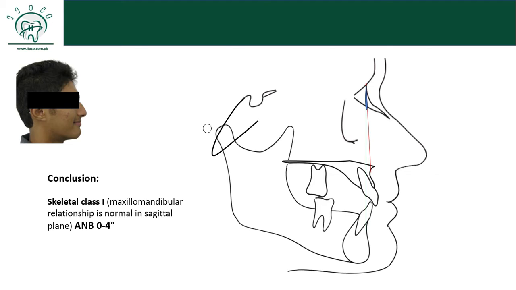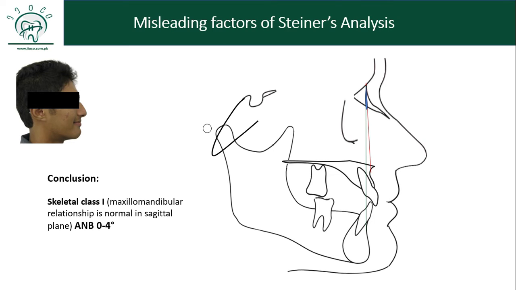But sometimes you may come across a few patients who have a straight profile with a normal relationship of maxilla with the mandible in the sagittal plane, but when you analyze them with Steiner's analysis, the angle A and B shows something very different. Angle A and B may show a value either above 4 degrees or sometimes below 0, that means a negative A and B. In other words, according to angle A and B, the patient is either skeletal class 2 or skeletal class 3, but not skeletal class 1. Why does this happen? Because there are a few misleading factors in Steiner's analysis.